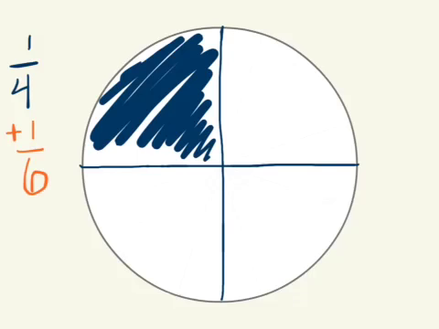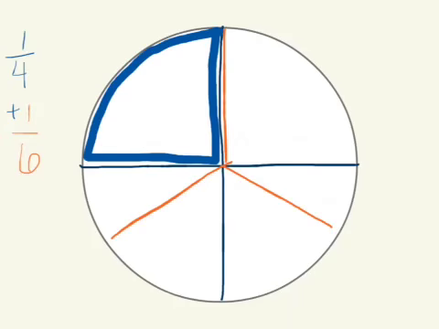So what I'm going to need to do is rename these 4ths as if they were 6ths. But how do we do that? Well, this is why we learned about making common denominators, equivalent fractions with common denominators. Okay, so I've got my 1/4 on there, and now I'm showing how to make 6ths. I've made thirds, and if I cut each of those thirds in half, I'll have 6ths.